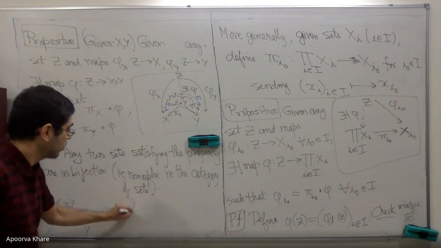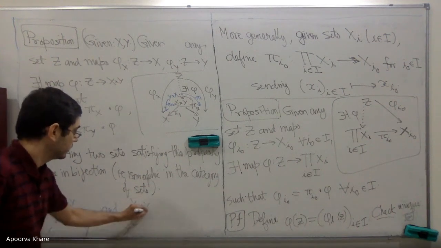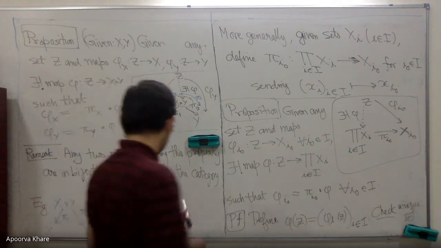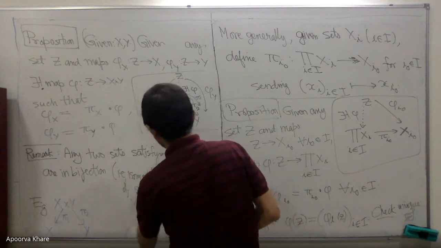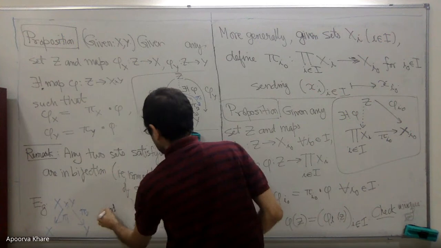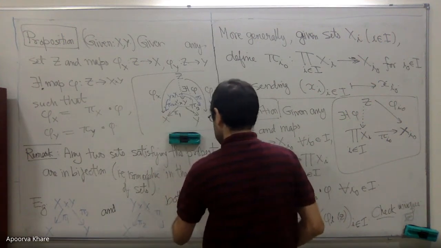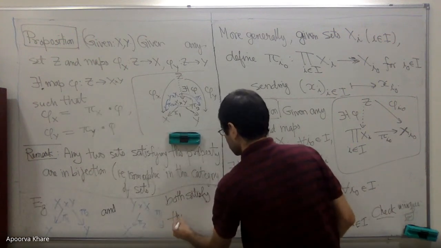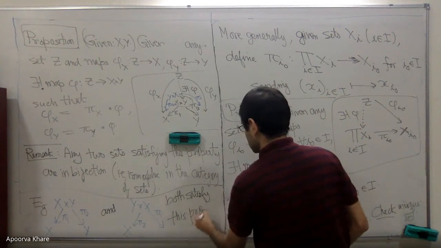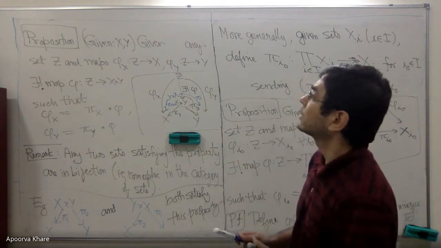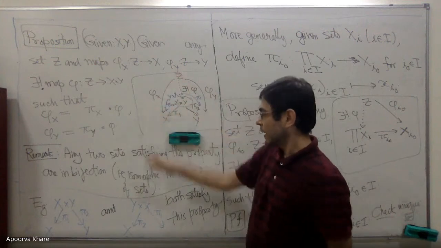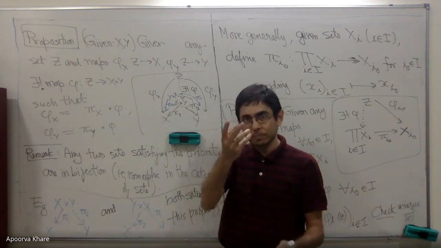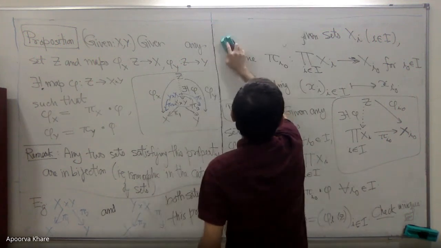And y cross x, with the data being now pi 2 here and pi 1 here, are both products. Both satisfy this property, and indeed they are in bijection. The bijection also is obvious. There's a unique bijection. Just flip the two factors, right? And these are in unique bijection.